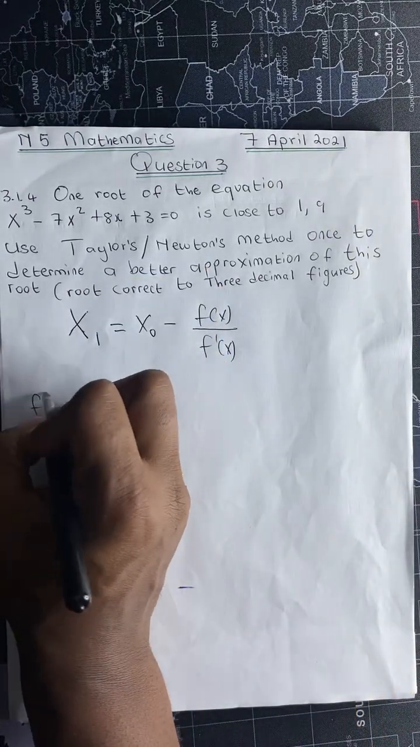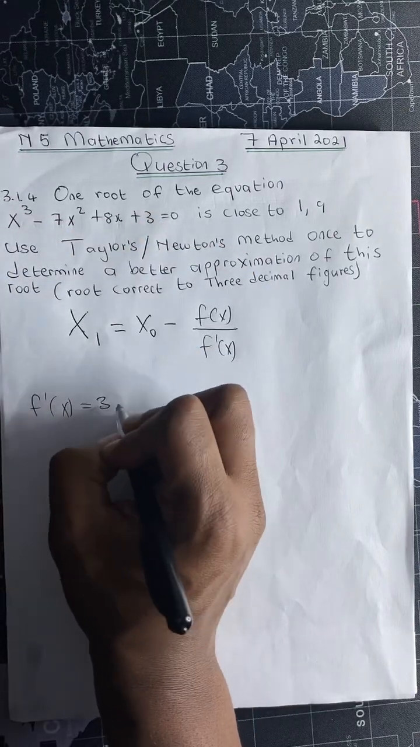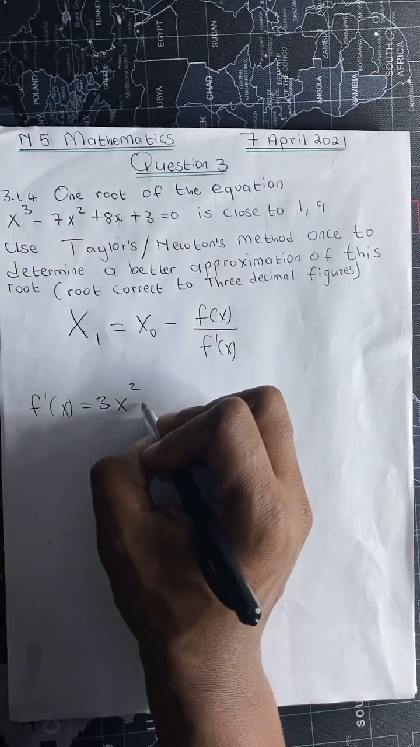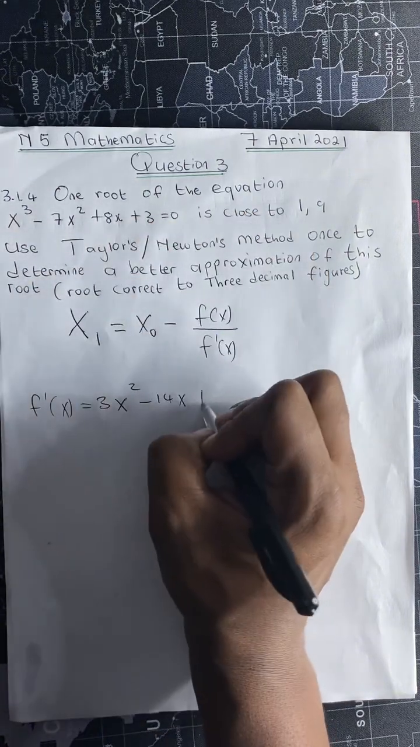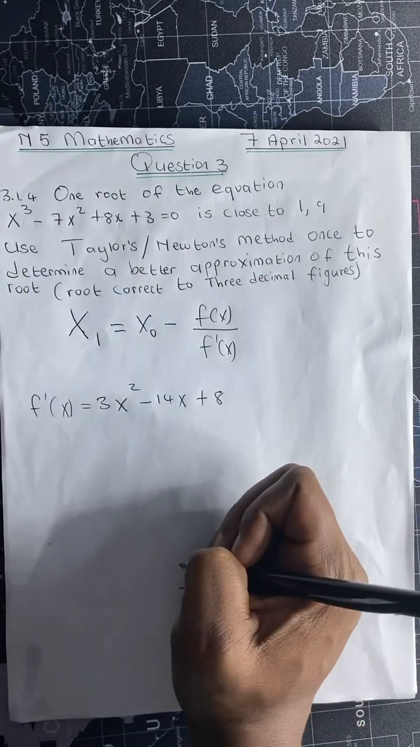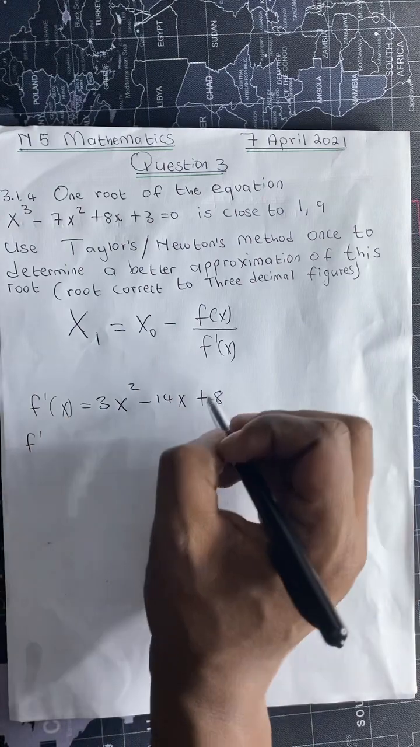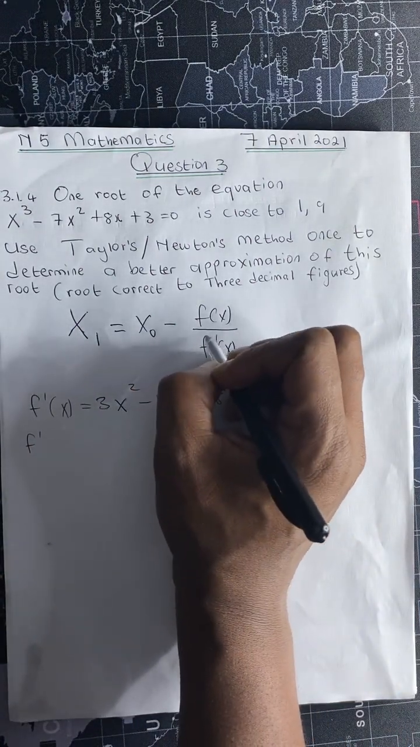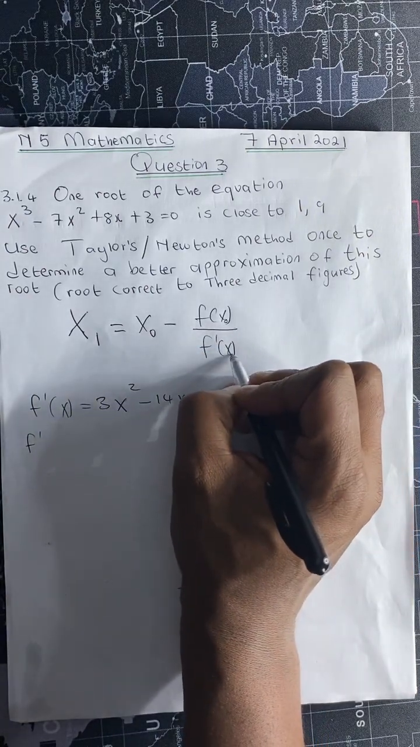So let's determine our f prime of x. The derivative of x cubed is 3x squared. The derivative of negative 7x squared is negative 14x, the derivative of 8x is 8, and the derivative of 3 is 0. From here, this formula was supposed to be x0 minus f of x0 divided by f prime of x0.